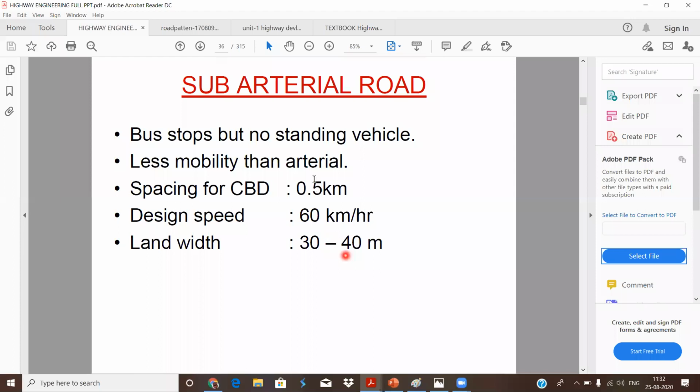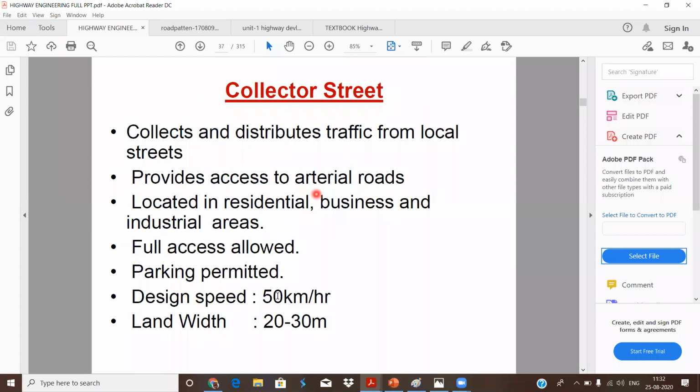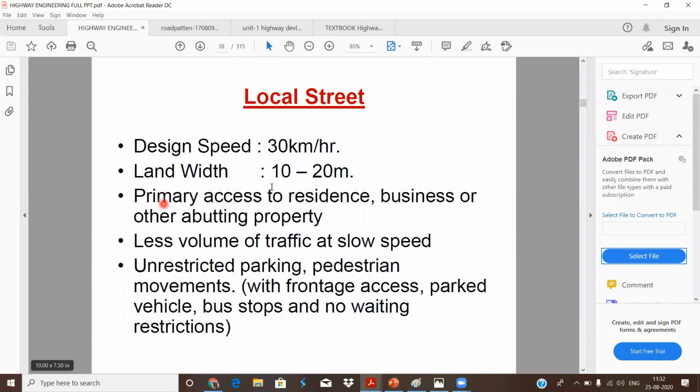Next, collector streets. The design speed is again less compared to subarterial, at 50 kilometers per hour, and the land width is 20 to 30 meters. After this we have local streets. Local streets serve primarily residences, businesses, or other abutting properties, so they have a low volume of traffic at low speed. In our colonies, we have less traffic compared to major roads. The local street design speed is a maximum of 30 kilometers per hour. Do not cross this speed because of sudden gaps and sudden turnings. The land width is maybe 10 to 20 meters, or even a single lane width.